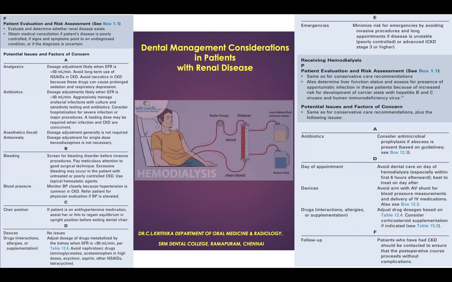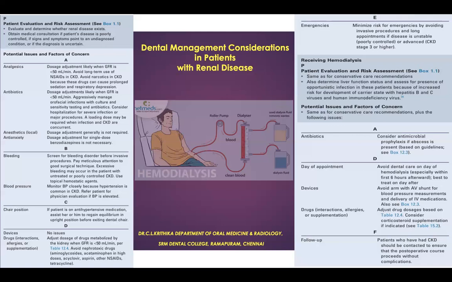Potential issues and factors of concern. Prescribing analgesics. Dosage adjustment is necessary, likely when GFR is less than 50 ml per minute. Avoid long-term use of NSAIDs in renal disease. Avoid narcotics in chronic renal disease because these drugs can cause prolonged sedation and respiratory depression.